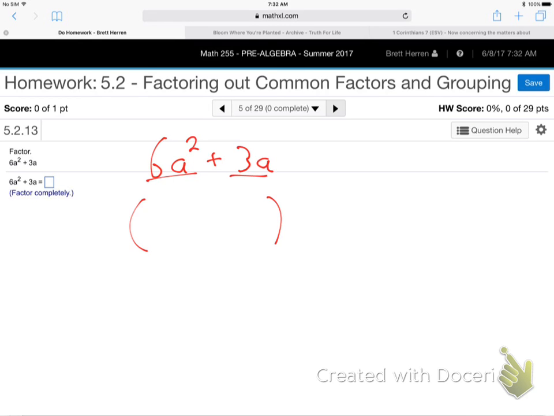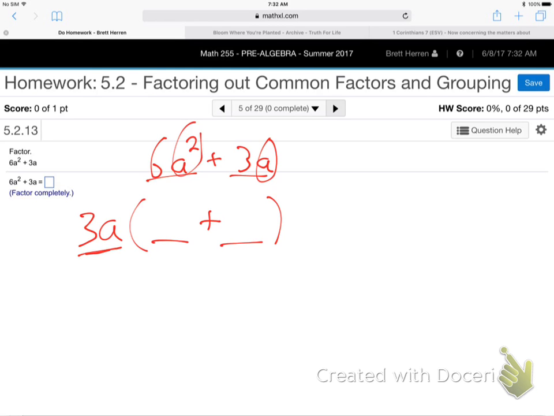So what number goes into 3 and 6? 3, right? 3 goes into 3 and 6. That good so far? So that's the common number. And now, what do you do for the letters? Take the lower one. So for the letters, we always take the lower. So 3a is the GCF. It's the most they have in common. Is that good? Everybody see how I'm doing that?